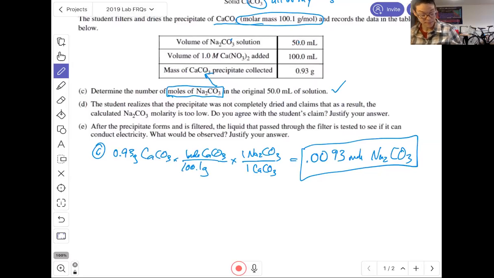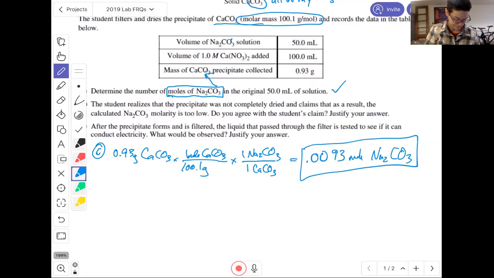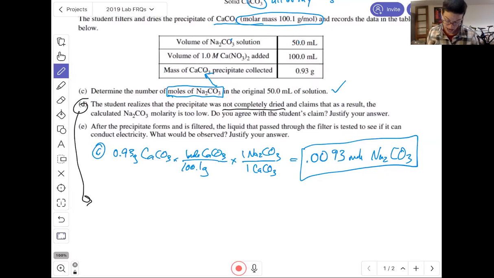Okay, now these next two questions are what we refer to as lab procedure questions. They're asking you how the things this person did or thinks will affect various aspects of your answer. So for D, the student realizes that the precipitate was not completely dry. If it's not completely dry, what does that mean for this number? It would be higher, so it would be bigger.